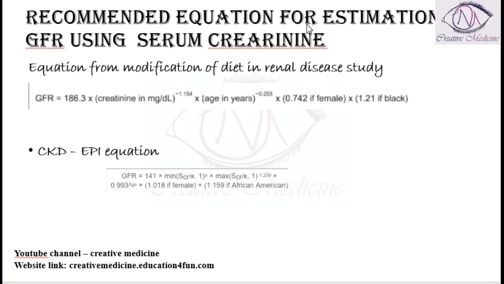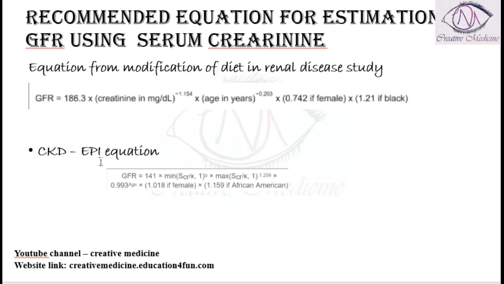The equations for the estimation of GFR using serum creatinine are: one, the equation from the Modification of Diet in Renal Disease study. This includes GFR equals 186.3 times serum creatinine in milligram per deciliter to the power of minus 1.154, times age in years to the power of minus 0.203, times 0.72 if female, and we multiply all this with 1.21 if the patient is black or of African ancestry.